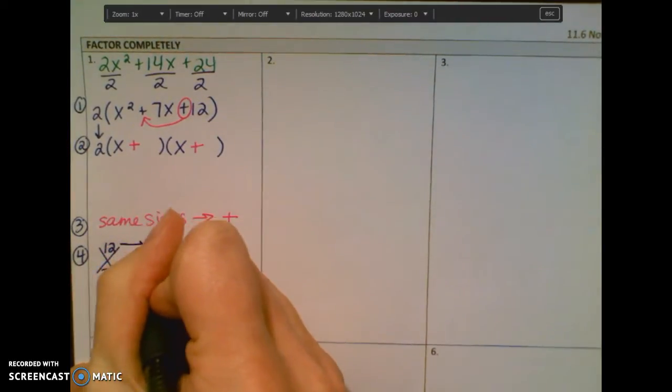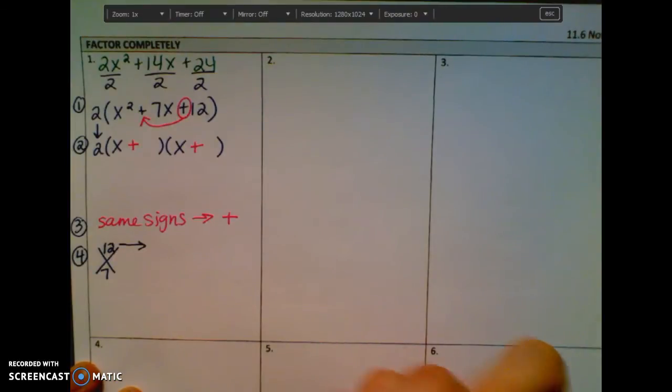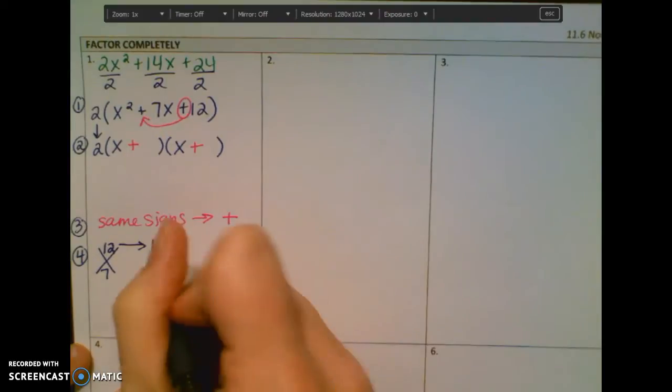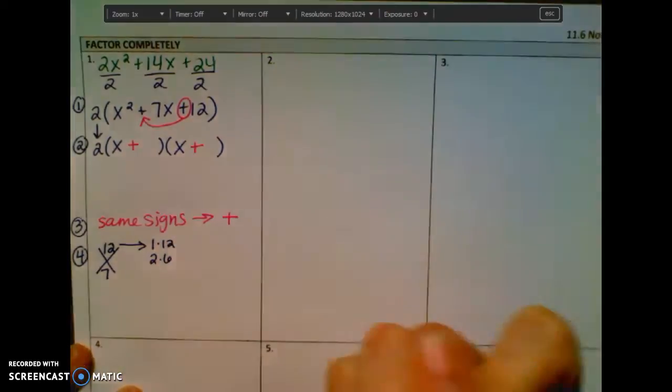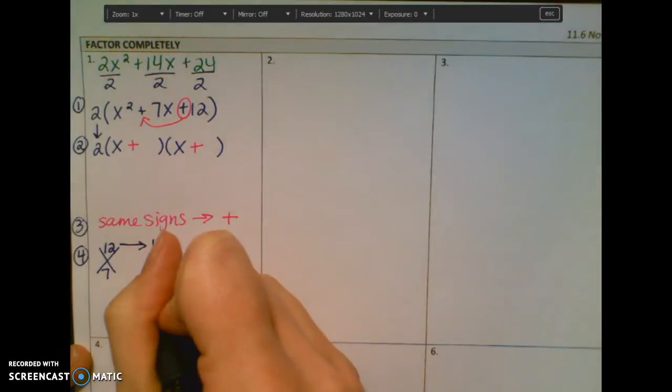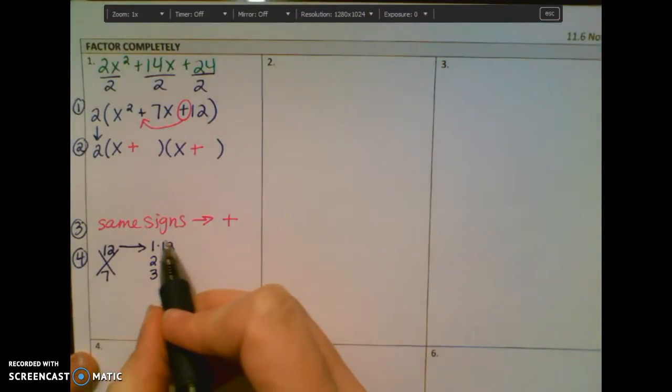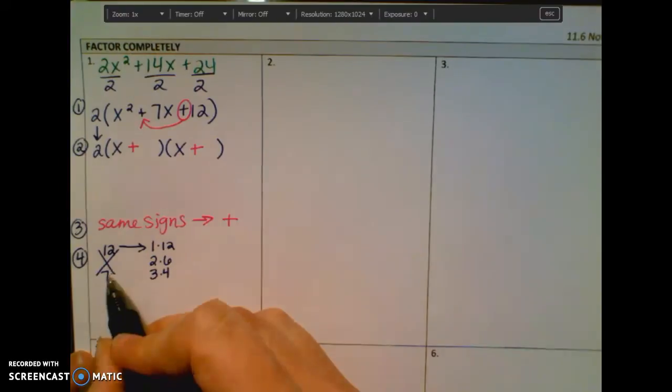So we write out the factors of 12. Well, to get 12, I can multiply 1 times 12. I can multiply 2 times 6. And I can multiply 3 times 4. Those are all of the factors of 12. So now I just need to try some. Ultimately, we want the pair of factors that's going to add to get 7.